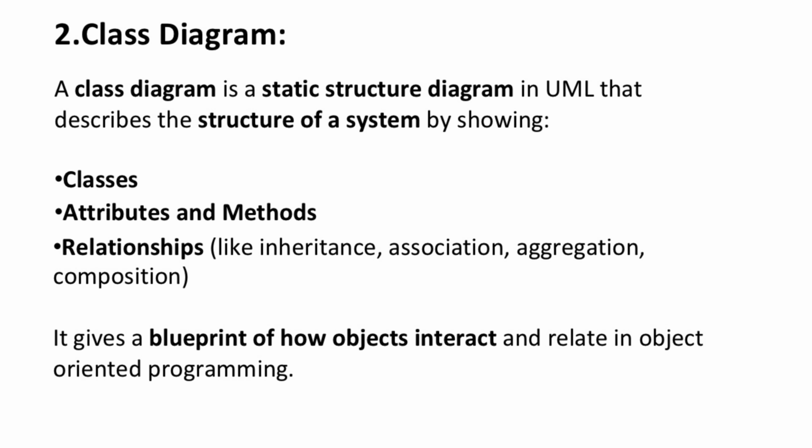The second topic is a class diagram. A class diagram is a static structure diagram in UML that describes the structure of a system by showing first, classes, second, attributes and methods, third, relationships. It gives a blueprint of how objects interact and relate in object-oriented programming.